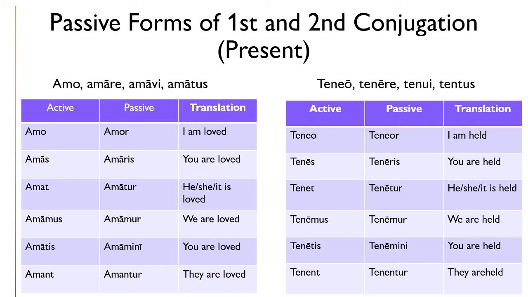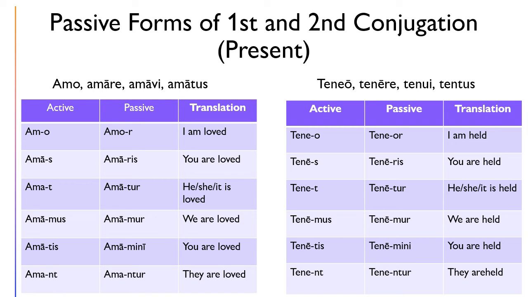Here is an example. So I chose two verbs. The first verb is amare, to love, and the second verb is tenere, to hold. So I'm gonna read the present passive of all of them. Amor, amaris, amatur, amamur, amamini, amantur. Teneor, teneris, tenetur, tenemur, tenemini, tenentur. As you can see, the endings are kind of relatable to the ones of the active. I also put a translation next to it because I think it might be useful.